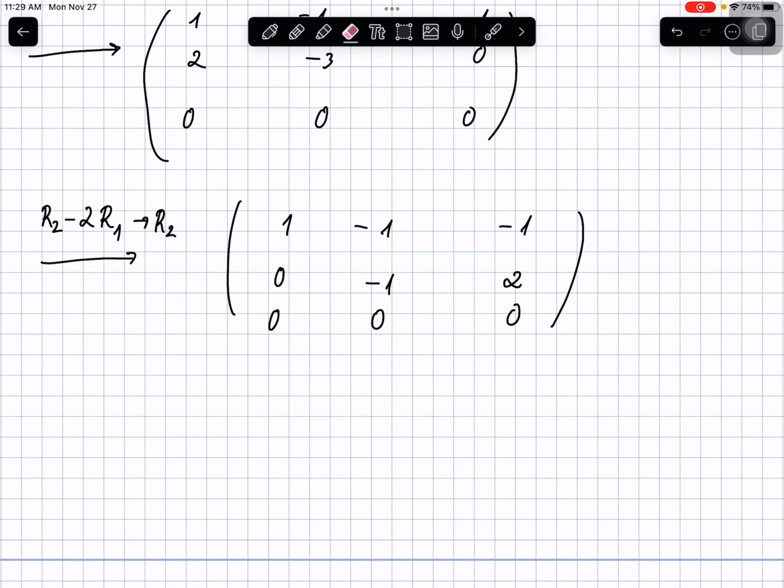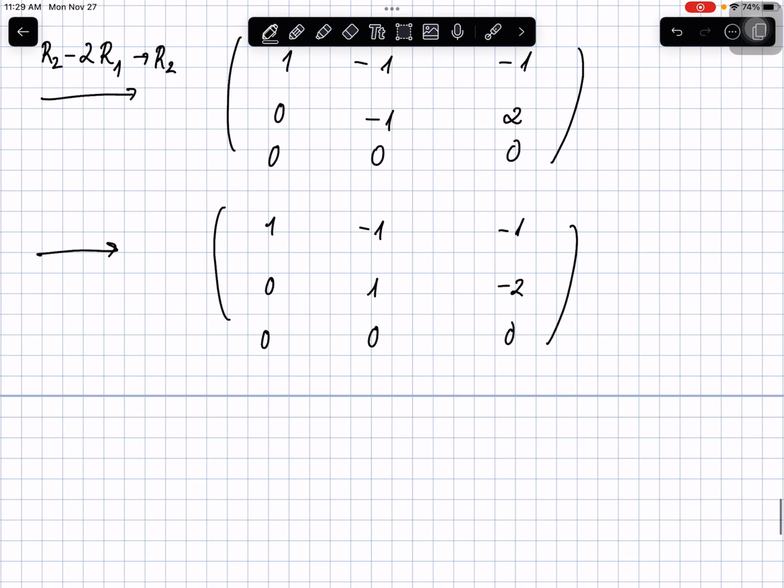Okay, let's do just one more step. 1, minus 1, minus 1, 0, 1, minus 2, 0, 0, 0. So what I do is multiply row 2 by minus 1. Now put row 1 plus row 2 in row 1. We get 1, 0, minus 3, 0, 1, minus 2, 0, 0, 0.